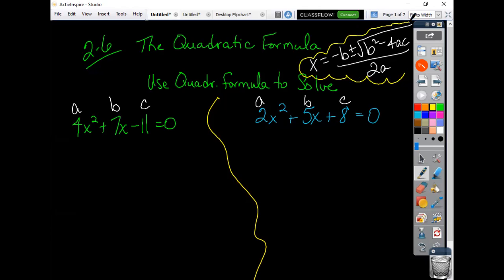I know some teachers teach it to a little song that goes something like this. X equals negative b plus or minus the square root of b squared minus 4ac all over 2a. Pop goes the weasel. So if you want to learn it to that, a lot of places in higher level math will expect you to have that memorized.